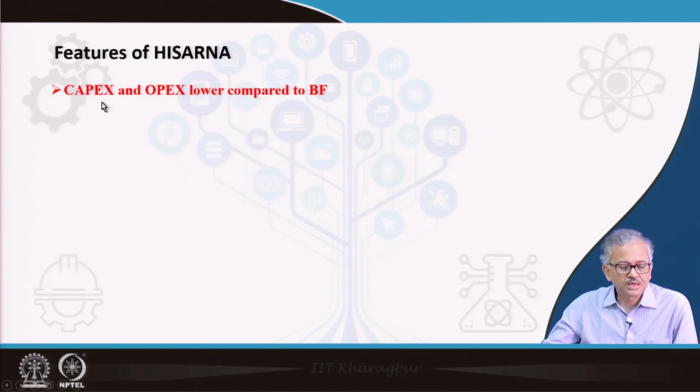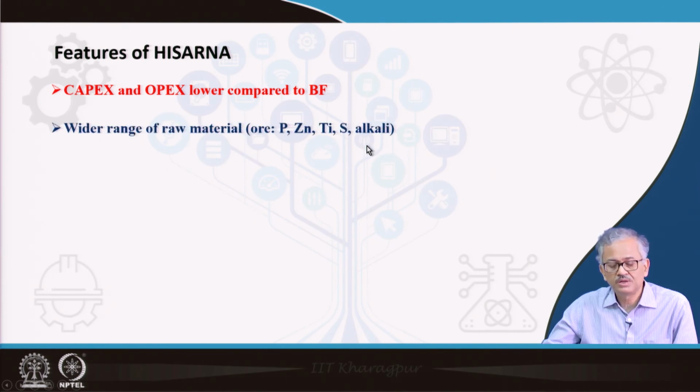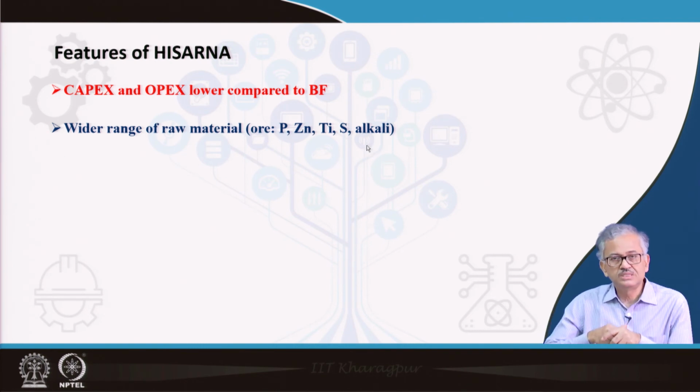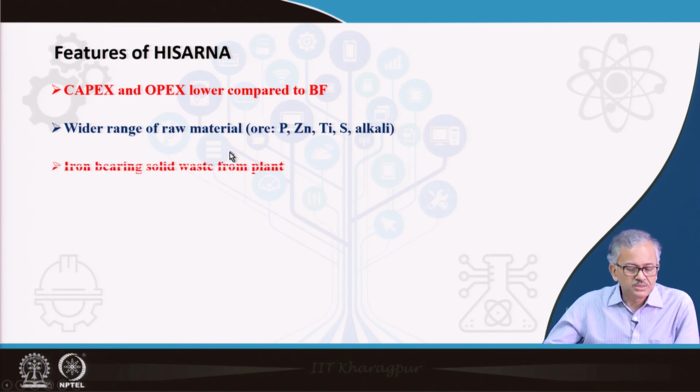So here it is the CapEx, capital investment, and the operating expenditure. Both the expenditures, capital and operating, are lower compared to the blast furnace. A wider range of raw material you can use, much wider range: alkali raw material, zinc containing raw material, iron bearing ore, phosphorus, tin, sulfur bearing iron ore you can use. Okay, so that is the advantage.